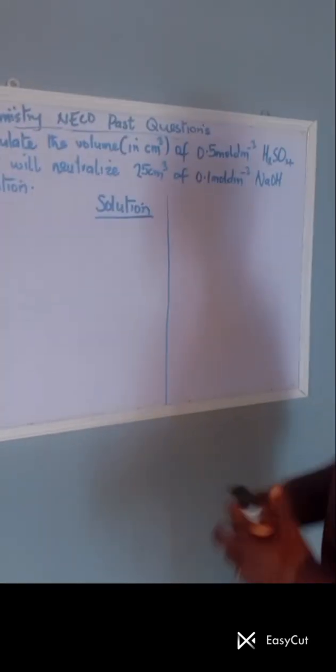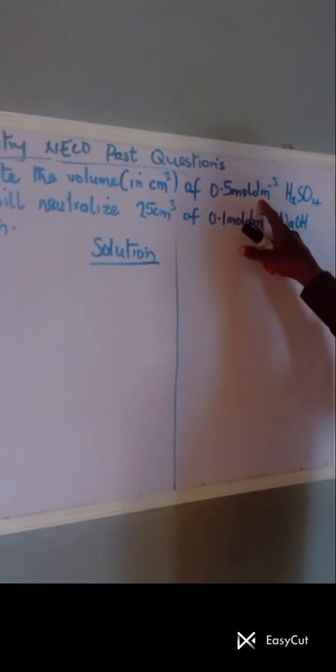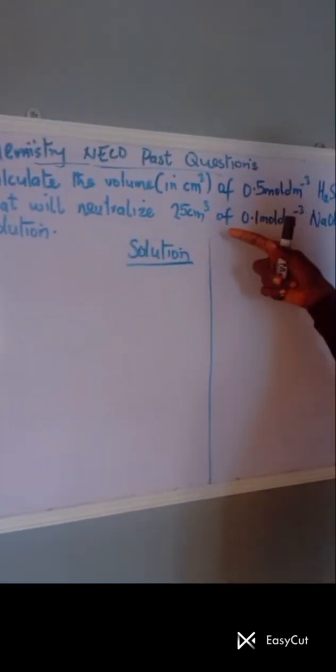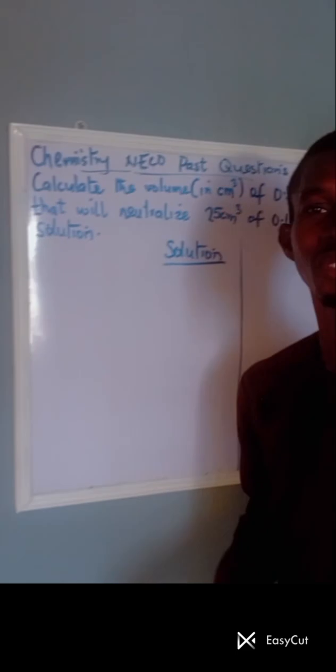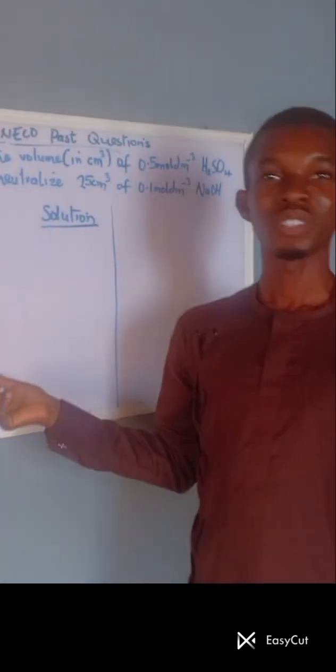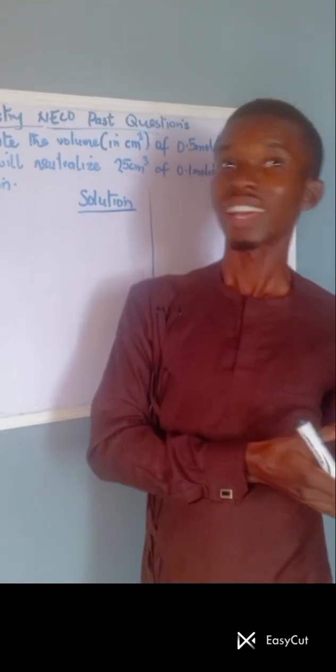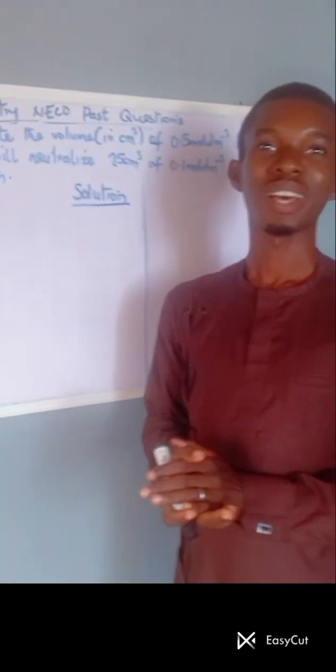Next question says calculate the volume in cm³ of 0.5 mol/dm³ H2SO4 that will neutralize 25 cm³ of sodium hydroxide solution. So that tells you the neutralization. Neutralization is what? Reaction between an acid and an alkali to form salt and water only.